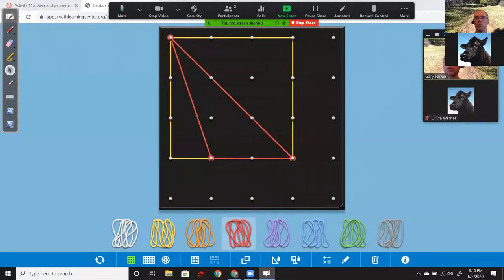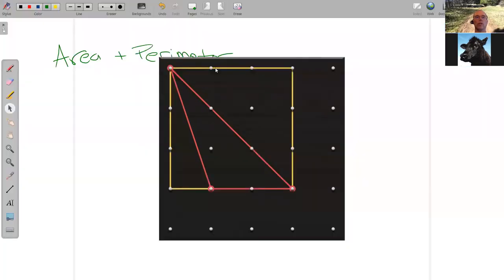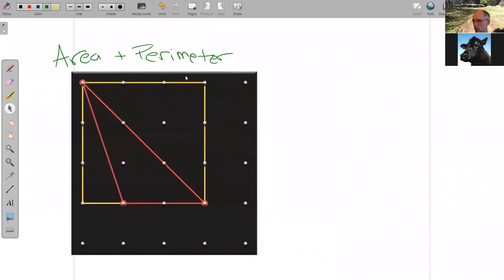Oh, we have another participant maybe. Add to current page. So I'm going to play with this one in a couple of different ways to review what we did last time. Hi, Kayla. And to go for perimeter also.